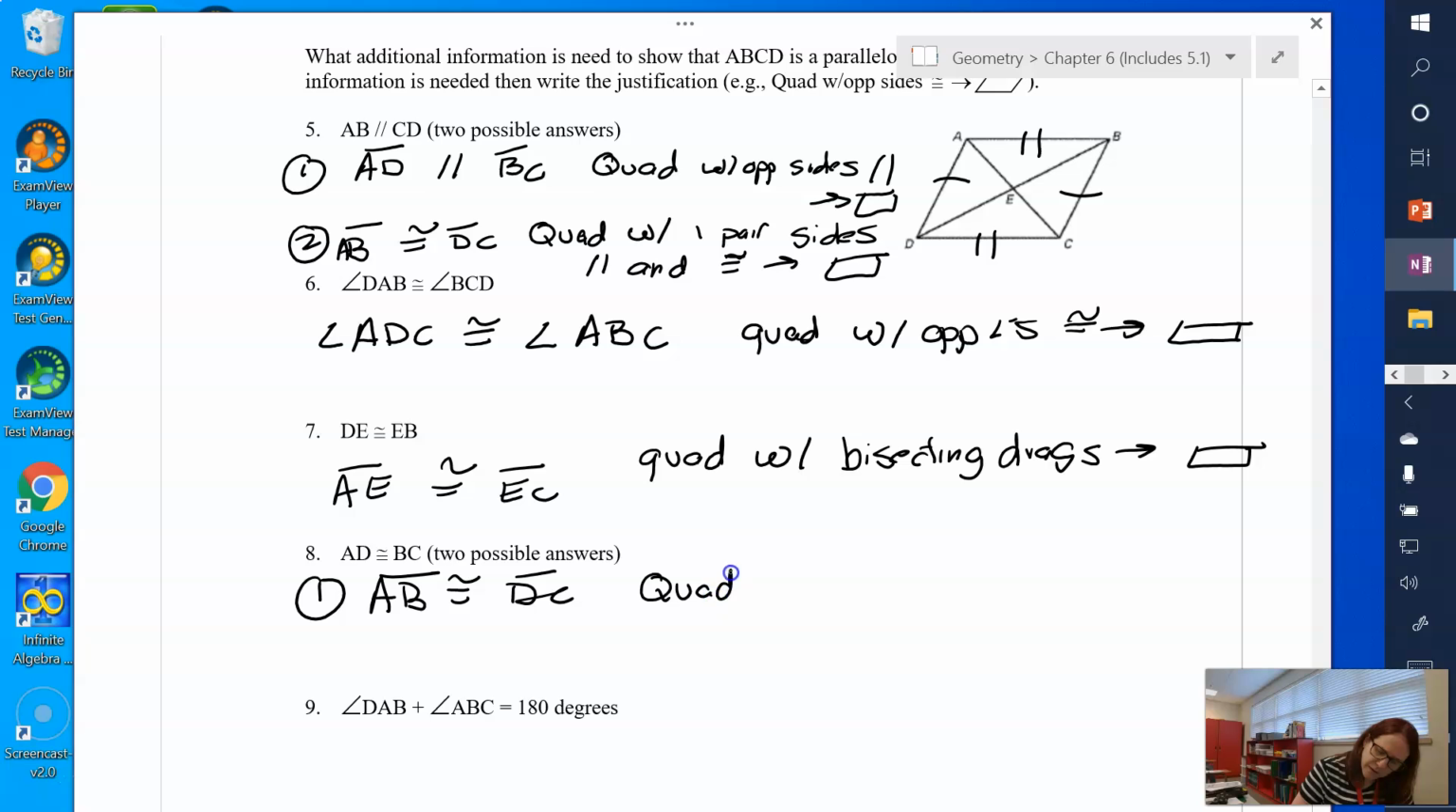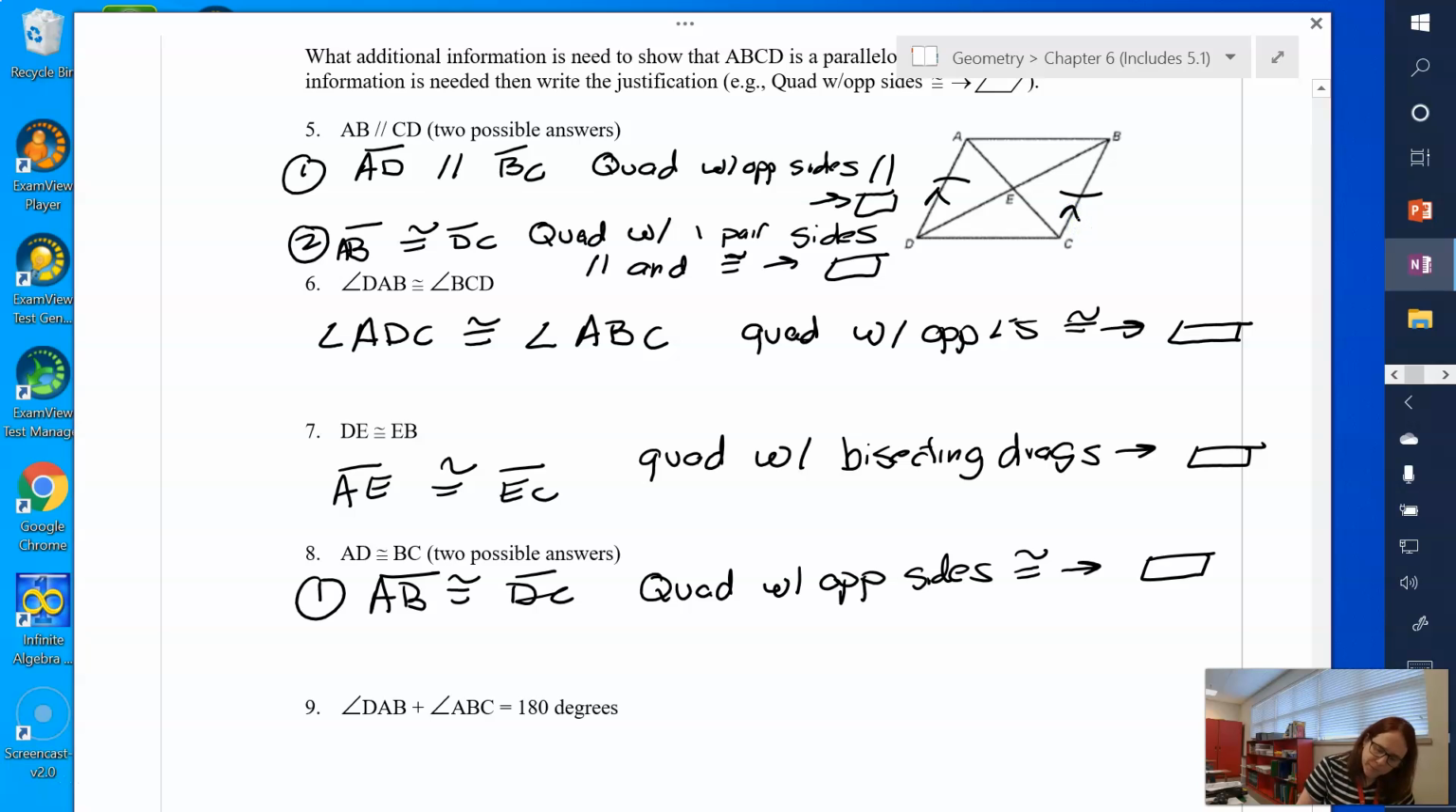Quad with opposite sides congruent implies parallelogram. The other option you could do, just like before when you had one pair that was both congruent and parallel, I can do the same thing here.